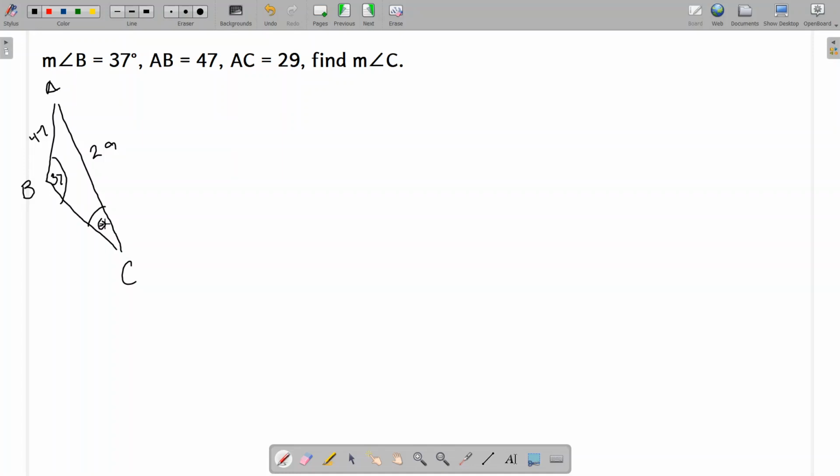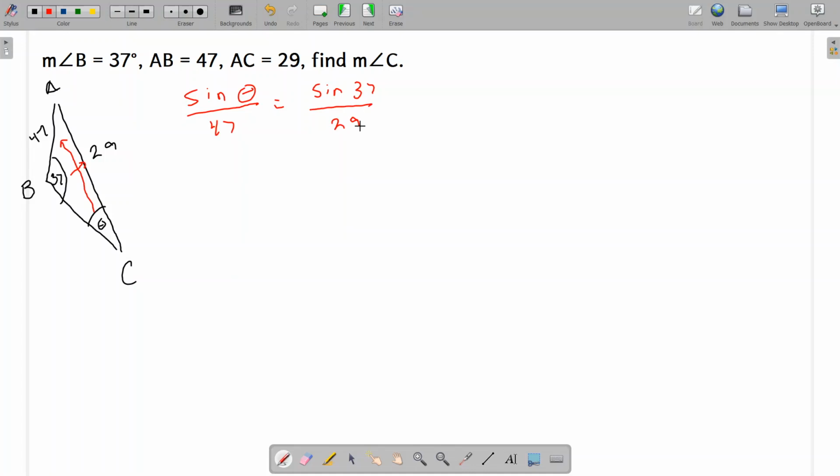So we have angles matched up with their opposite sides. So theta is across from 47, 37 is across from 29 here. So again, we're solving for a missing angle. I'm going to use the law of sines with sine of A on top and the side length on the bottom. So I'm going to set it up as sine of theta over its opposite side, which is 47, equal to sine of 37 over its opposite side, which is 29.